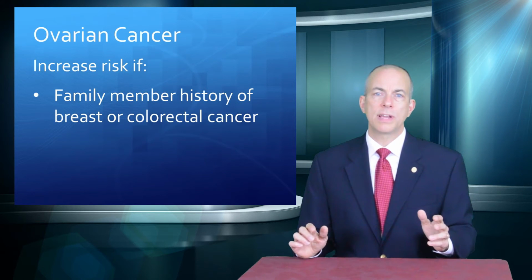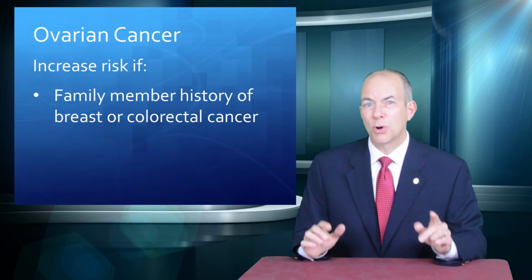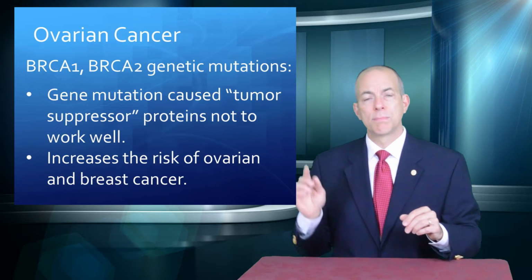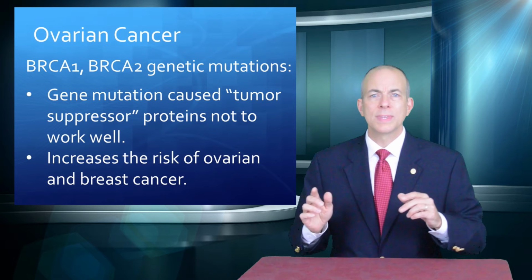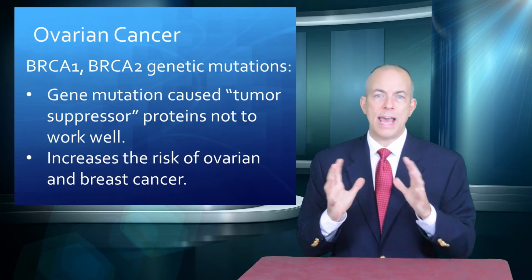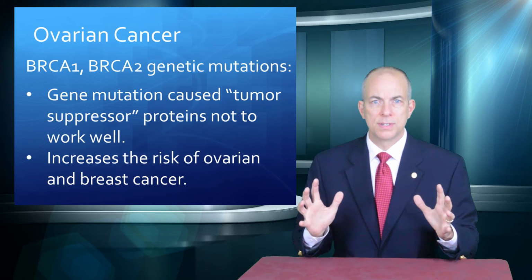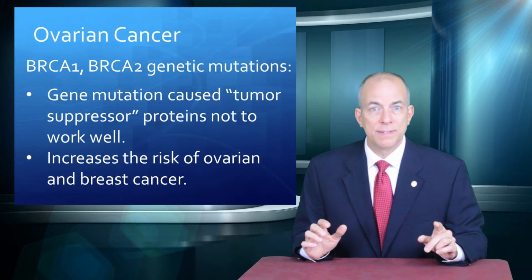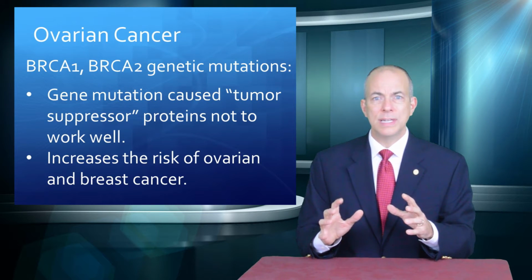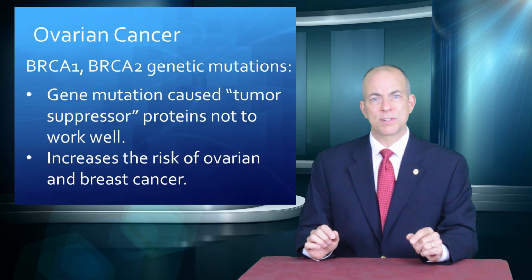The risk of getting ovarian cancer also increases if anyone in your family has a history of breast or colorectal cancer. You may have heard about genetic mutations at genes BRCA1 and BRCA2. When these genes function normally, proteins are made that prevent abnormal cell growth. These proteins act as tumor suppressors. When the genes are defective, then the proteins do not work well and increase the risk of ovarian cancer. These particular genetic mutations also increase the risk of breast cancer.